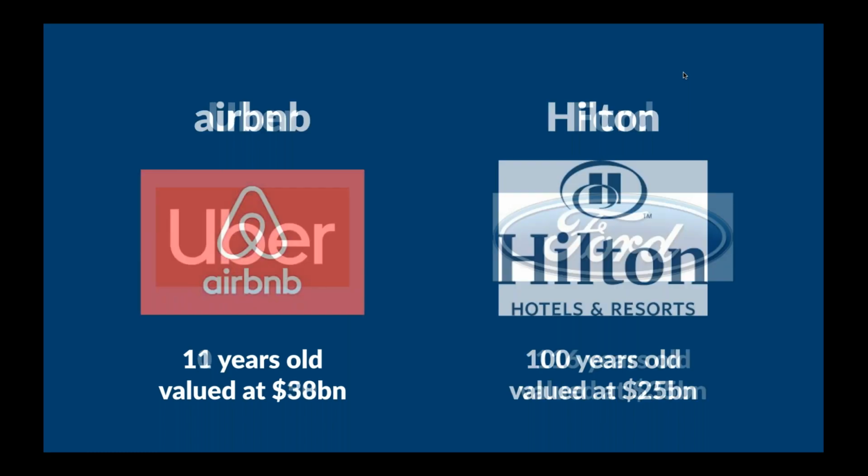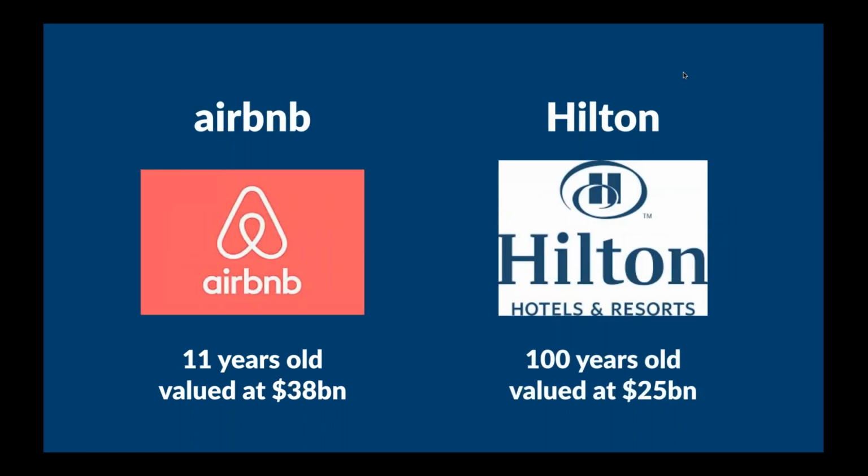When we look at Airbnb versus Hilton, again, it's the same story. Airbnb doesn't have any property. It doesn't have anything to rent. It uses technology and its own intellectual property to be able to generate that revenue. And so 11 years old, that company's valued at 38 billion. And when we compare it to a company like Hilton, who's been around for 100 years with a lot of bricks and mortar, that valuation is 25 billion. So we're just seeing the different types of businesses and how they're succeeding.